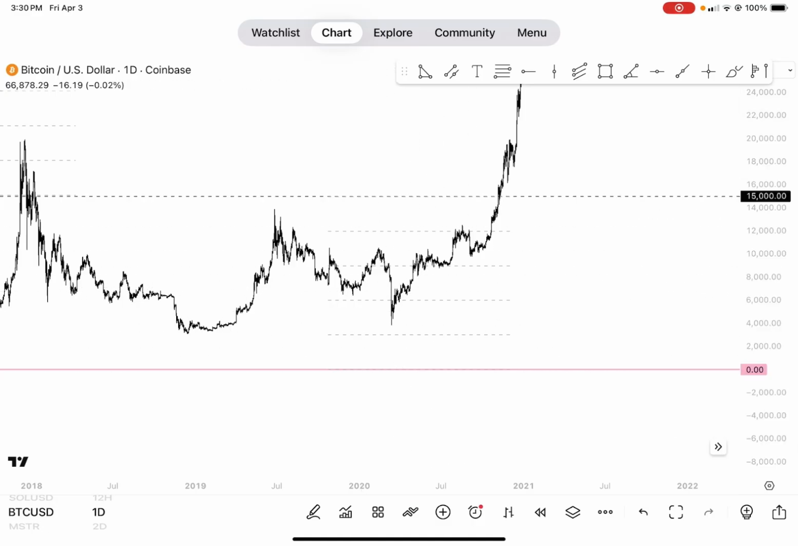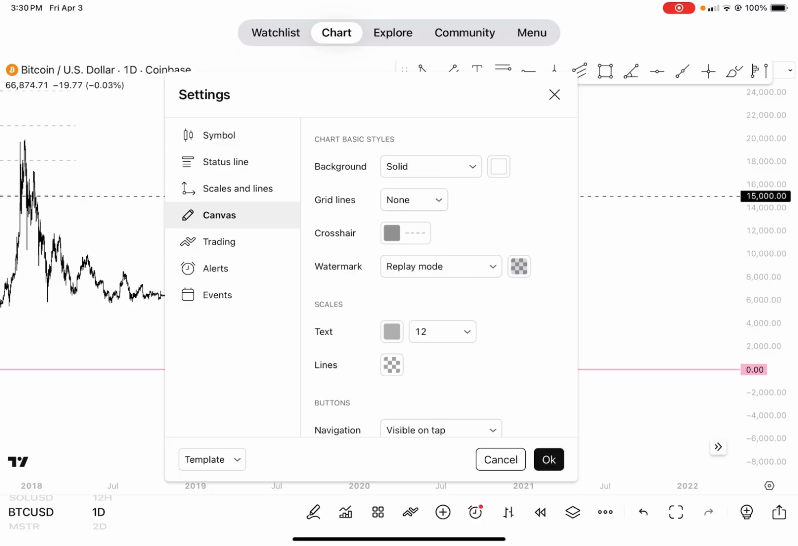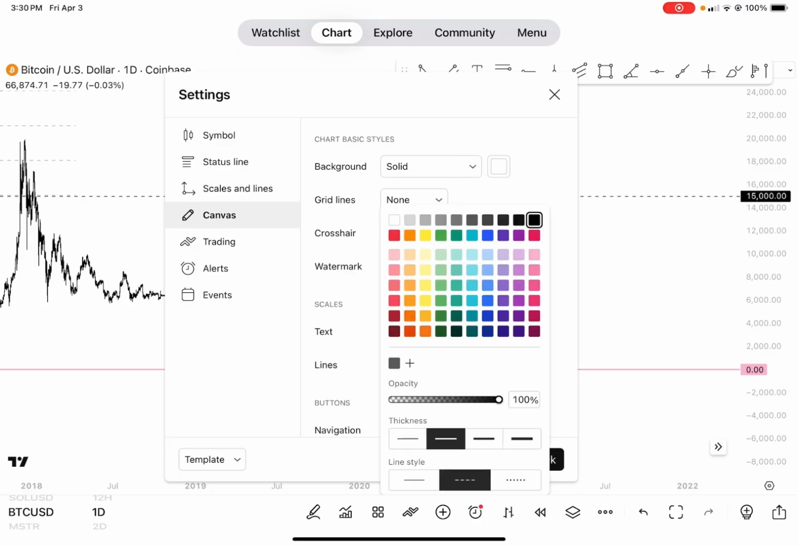Man, every time I change this, the crosshairs are all over the place.